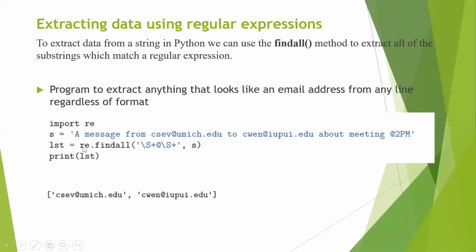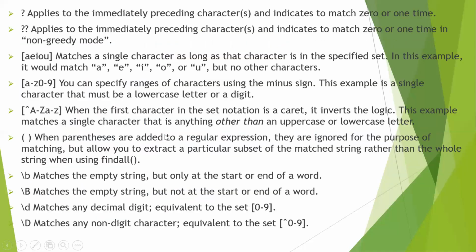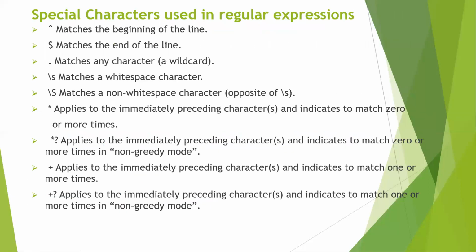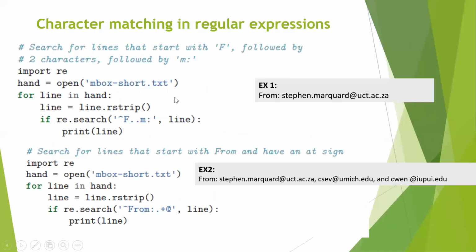So, you're saying re.findall. What are you trying to find? All the email addresses. So, you're saying that it should have an @ symbol, non-white space characters before and non-white space characters after. How do I specify that? Now, there is a special character for that. If you see, \S, capital S, matches a non-white space character. That is what you wanted.